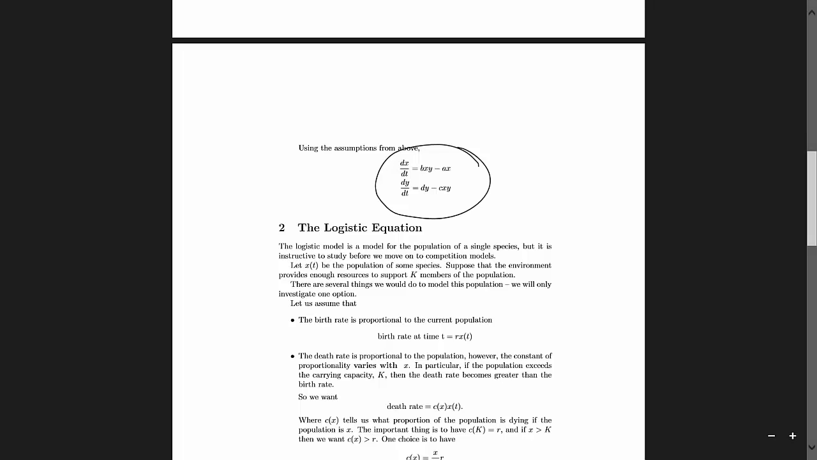Now, what should you be able to do with this system of equations? One, you need to be able to find the equilibrium solutions.